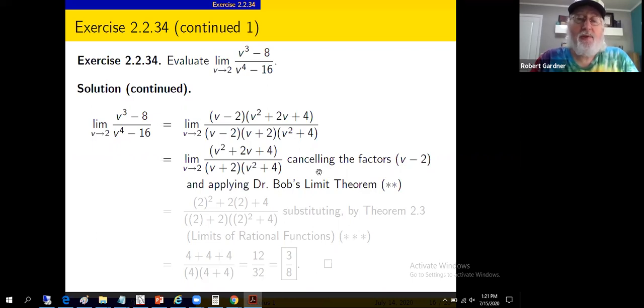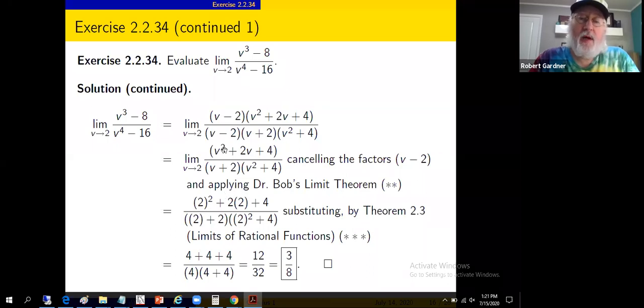Here's where we've done the cancellation. Okay, now we've got a limit of a polynomial divided by another polynomial. We can evaluate those kinds of limits by substitution. It's a rational function, provided we don't get 0 in the denominator. And we don't get 0 in the denominator. The v minus 2 was causing the problems with zeros in the denominator. It's gone. We canceled it. So we can substitute because we have a rational function that doesn't produce 0 in the denominator. So let's give that one 3 asterisks. Substitute in, do the arithmetic, simplify a little, and I guess we get 3/8.